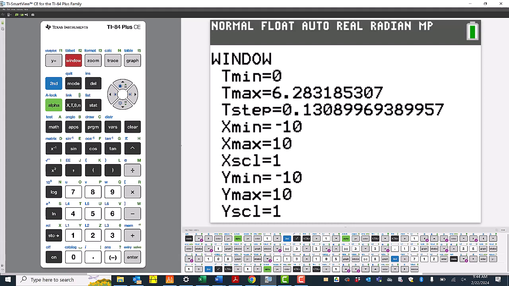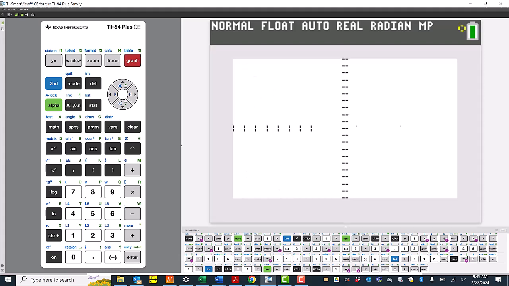So it's going to start plugging in 0, and then it's going to count to the next value. How it determines what the next value is, is the T-step. A bigger T-step means it skips more values before plugging in. So right now, it's going to plug in a T value every 0.13. So it's going to plug in 0, then 0.13, then 0.26, and so on and so forth, until it gets to the Tmax of 2 pi. And so we're going to be playing with these. So let's start with just as it is, and see what happens.